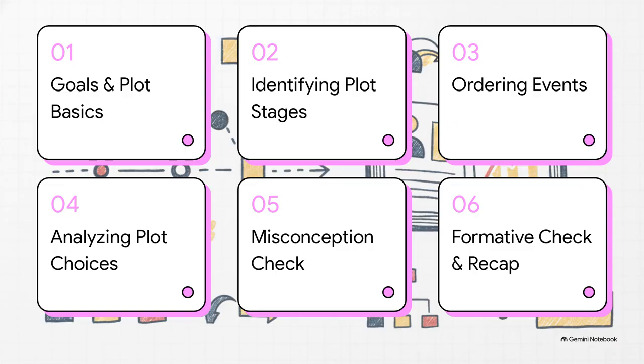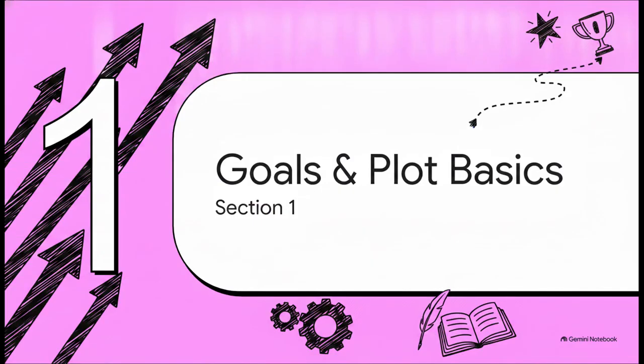So here's our game plan for today, 6 quick steps. We'll kick things off with goals and plot basics, jump into identifying stages of plot, and then break down how authors order events. After that, we'll run through a model for analyzing plot choices, do a quick misconception check to make sure we're on track, and wrap it all up with a formative check and recap. Let's do this. Section 1. Goals and Plot Basics. Let's set up the foundation of how an author actively constructs a narrative.